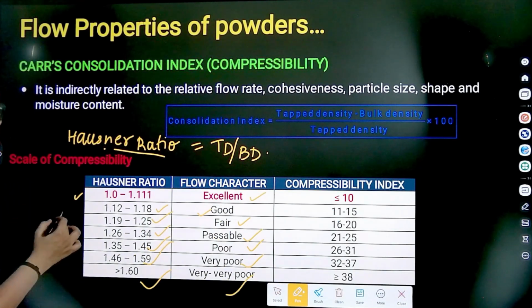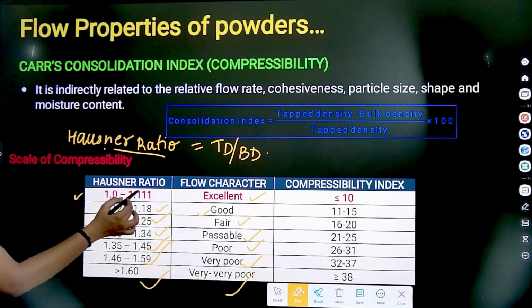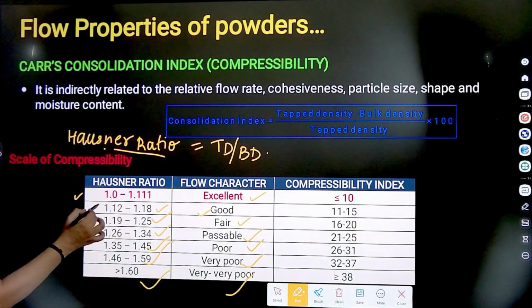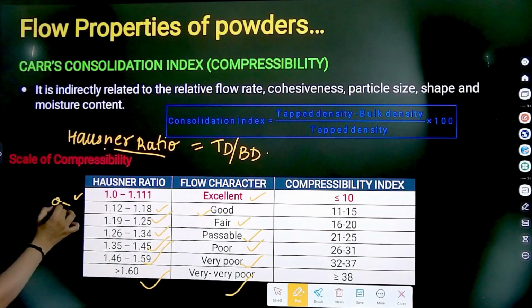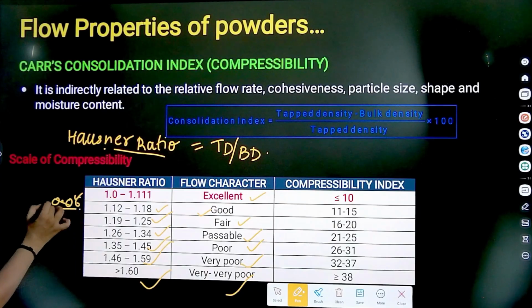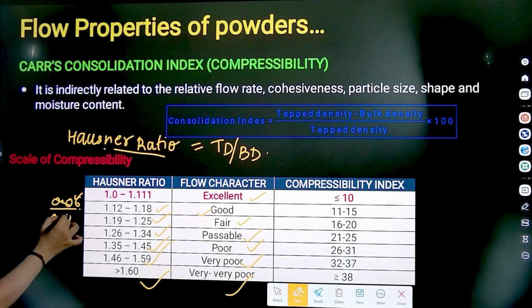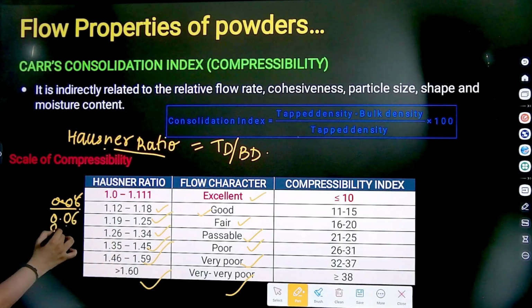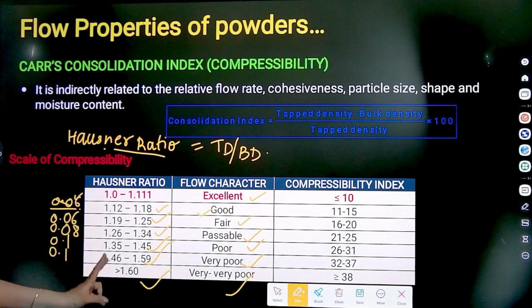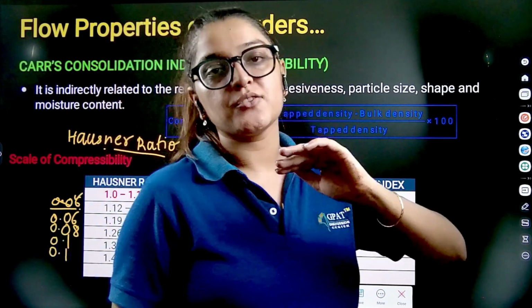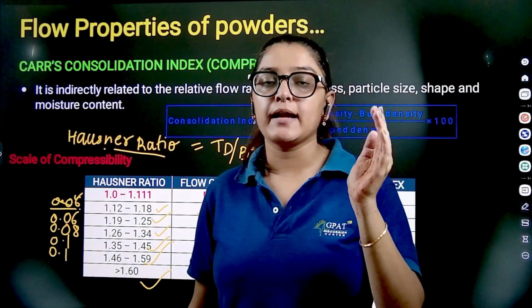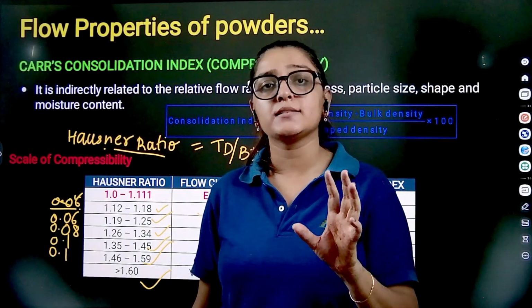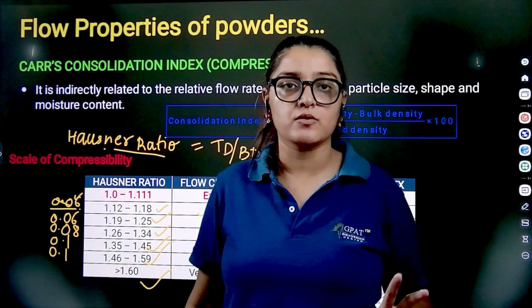Here also, let's suppose in the first one, you can see it is 1 to 1.1. Then we have 1.12 to 1.18. That means around 0.06. Then also around 0.06. Then 1.26 to 1.34, around 0.08. Then 0.1, then around 0.1. So you can get an idea of the difference in between the values. Just try to remember the highest one, the lowest one, and the difference around. You should not remember the exact values. The buffer range also works.